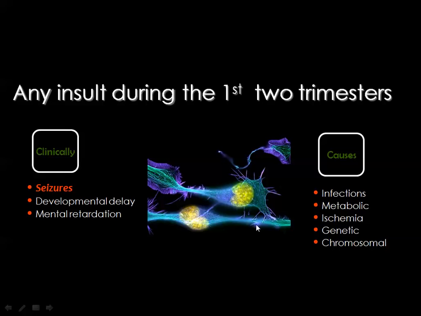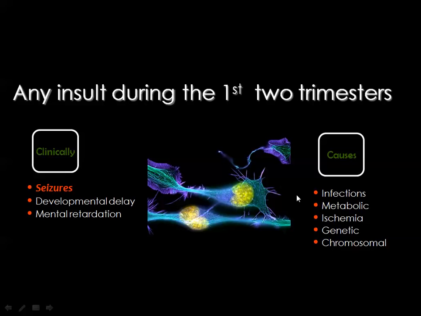Then there are some abnormalities and insults that may disturb the cell proliferation, migration, and organization, and these collectively are possible causes, not definitive causes. They include infections, metabolic abnormalities during pregnancy, ischemia, genetic and chromosomal abnormalities.